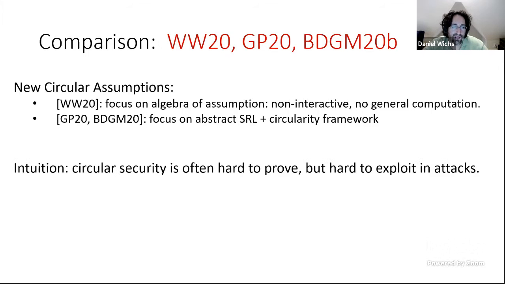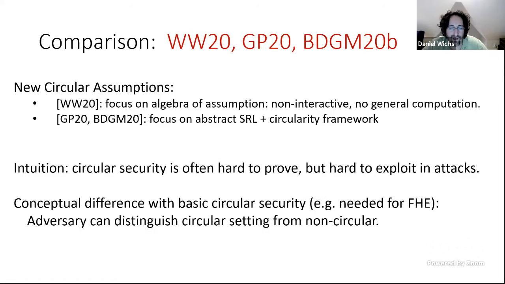I think in both cases, the intuition for why we think these assumptions are plausible, even though it's very hard to prove them, is a common concept in circular security. Circular security is often hard to prove. It's very hard to prove that even simple crypto systems satisfy simple notions of circular security. But at the same time, it often holds, and it's very hard to exploit circularity in attacks, because to break one component, you need to break the other component. But to break the other component, you need to break the first one. So it's often hard to exploit the circularity in attacks.